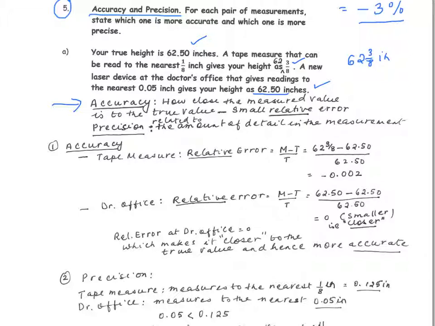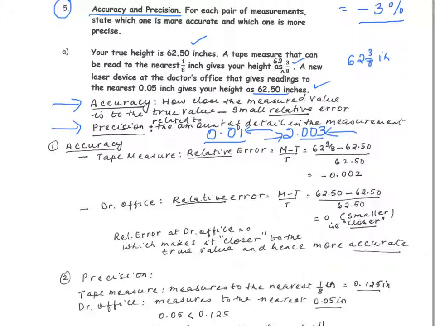So that is accuracy. Now, precision is related to the amount of detail in the measurement, which means how precise the measurement is. If I have a measurement that gives me details up to the second decimal place, that is its precision. If I have a measurement that gives values up to the third decimal place, that is its precision. Now, if we had to compare these two values, which one has more precision? This measurement has more precision because it goes up to the third decimal place.